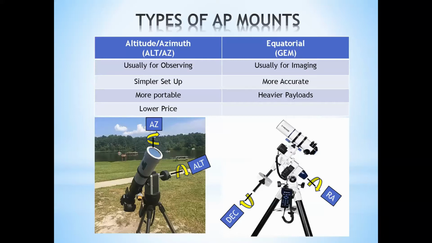The alt-az mounts are usually used for observing. They're simpler setups, more portable, and are cheaper. And this is one of them. You have a vertical axis for the azimuth and a horizontal axis for the altitude. The equatorial mounts are usually used for imaging or photographing. They are much more accurate, and you can put heavier payloads of telescope and camera and other equipment on them. And here you can see the two axes are not vertical, but are pointing towards the North Pole.